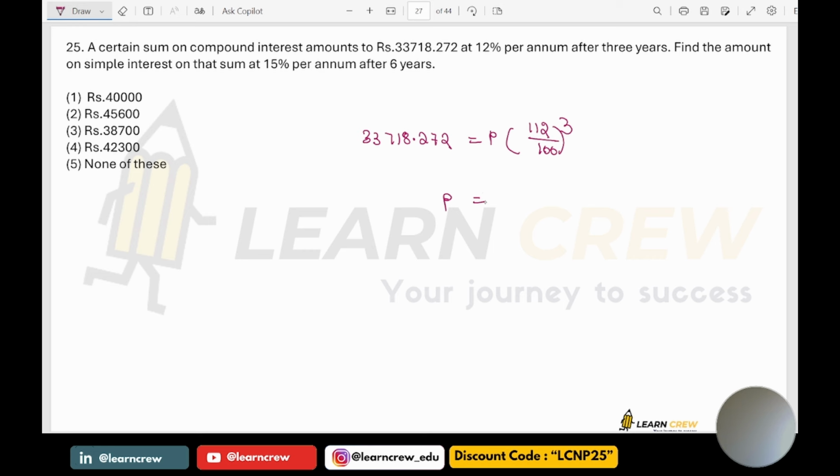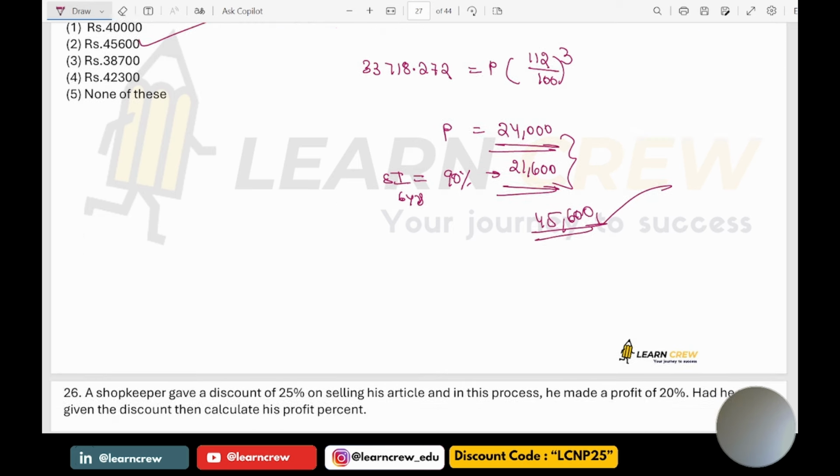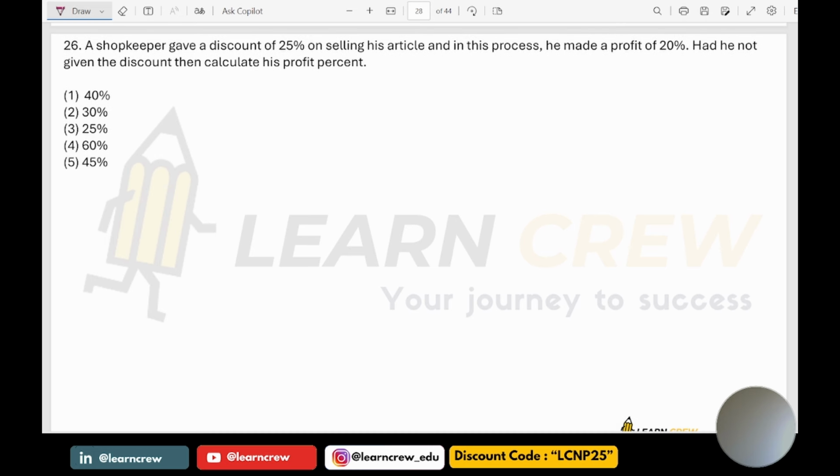So you will get how much? You will get 24,000 as the principal. If principal amount is 24,000, then simple interest 15% for 6 years. So find the amount on simple interest. Simple interest for 6 years should be 90%. What is 90% of 24,000? 21,600. So what is the total amount? It is going to be 45,600. So answer is 45,600.